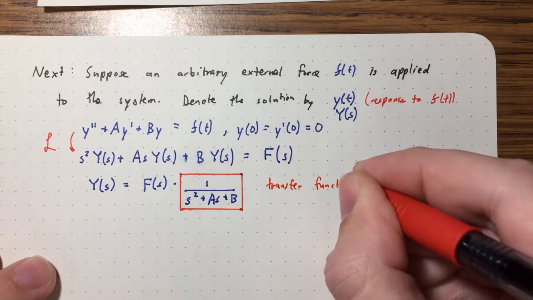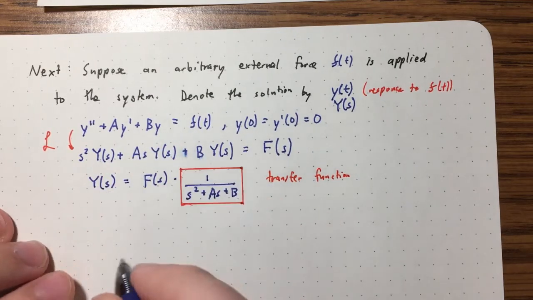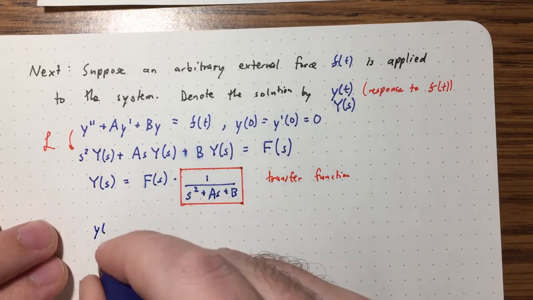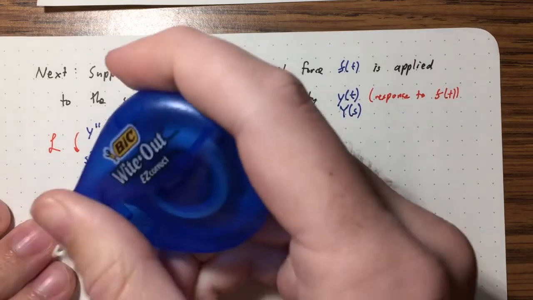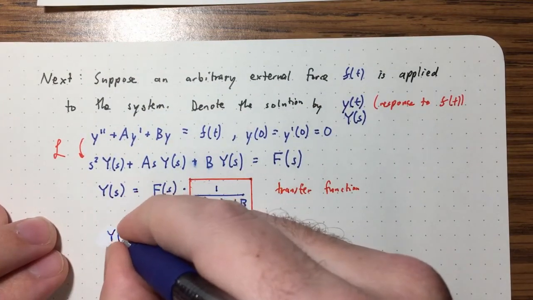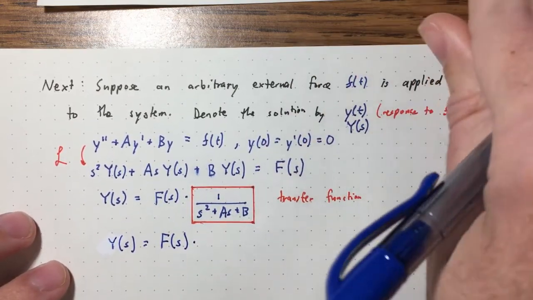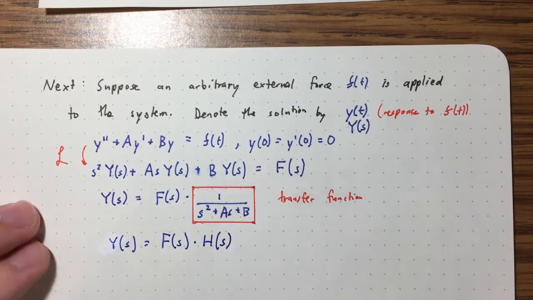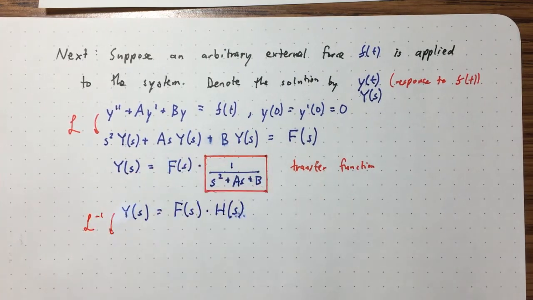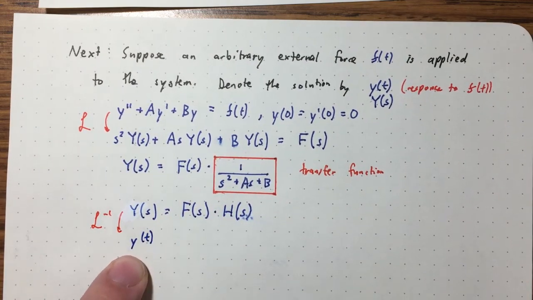And this is actually saying something really remarkable, but before I comment on that, let's continue solving this. So what if we want y of t? Well, let me just emphasize what we have here. So capital Y of s is capital F of s times, we're in the s domain, times the transfer function, which we're denoting capital H of s. Now, if I take the inverse Laplace transform, what do I get? Well, I get little y of t. This is our solution to the differential equation.